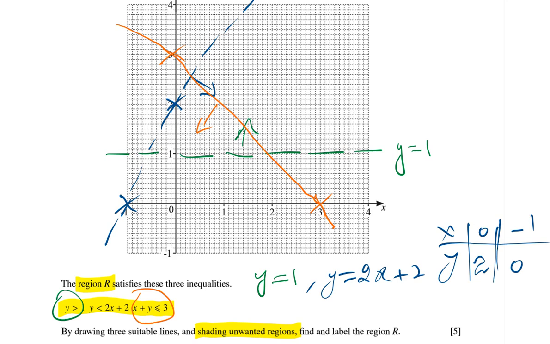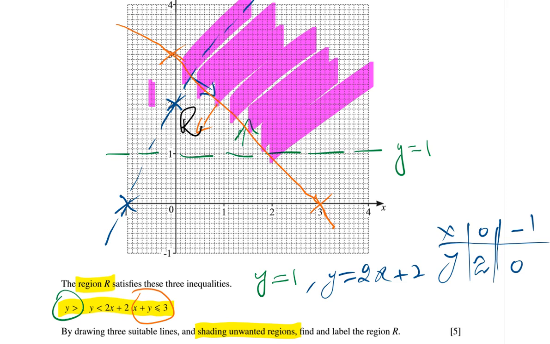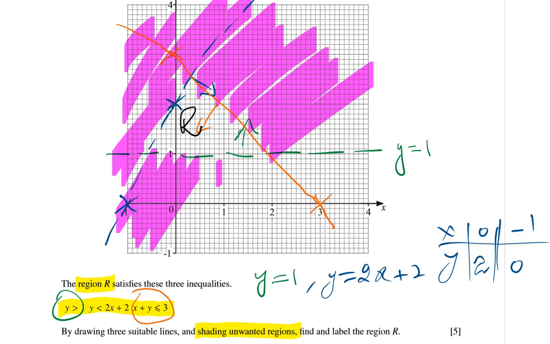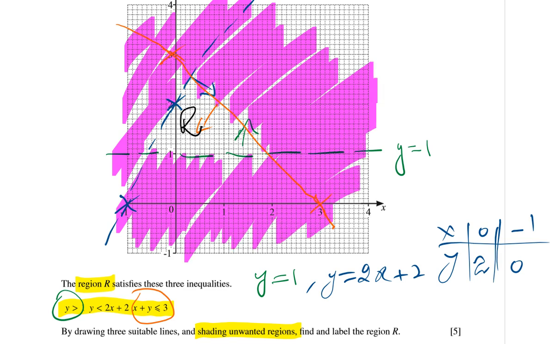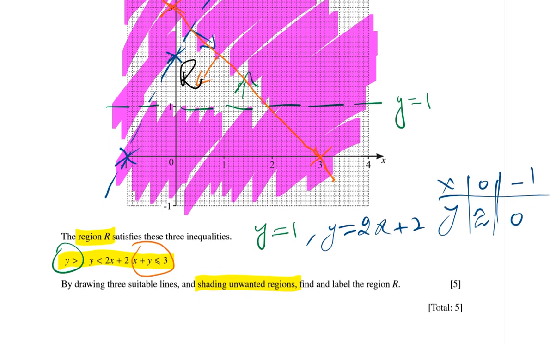Our region R is between all these three. This is your region R. But we are not shading the region R, we are shading the unwanted region, that is everything except your region R. So you can shade everything except your region R. These were your 5 marks.